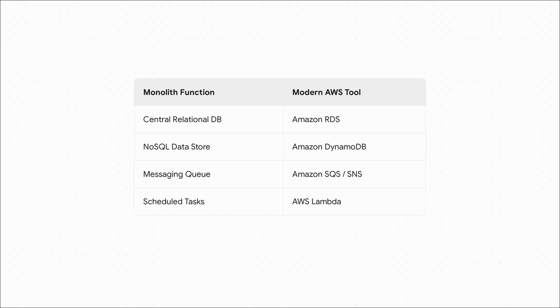For flexible data like user profiles, something like Amazon DynamoDB is a perfect fit. To help your new services talk to each other, messaging queues like SQS and SNS are your best friends. And for those little tasks that just need to run once in a while, AWS Lambda is perfect. The key here is that you're not just replacing old tech, you're using the right tool for the right job, which lets you build better and faster.